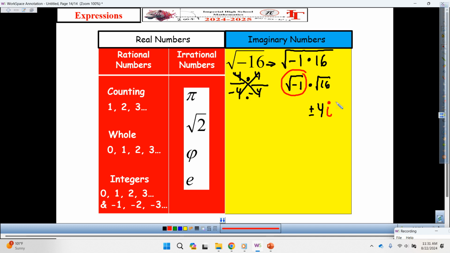Imaginary numbers. That is correct. So square root of negative 16 is plus or minus 4i. Let's do another one. Here we go. Write me square root of negative 36 as imaginary, please. Square root of negative 36 as imaginary.